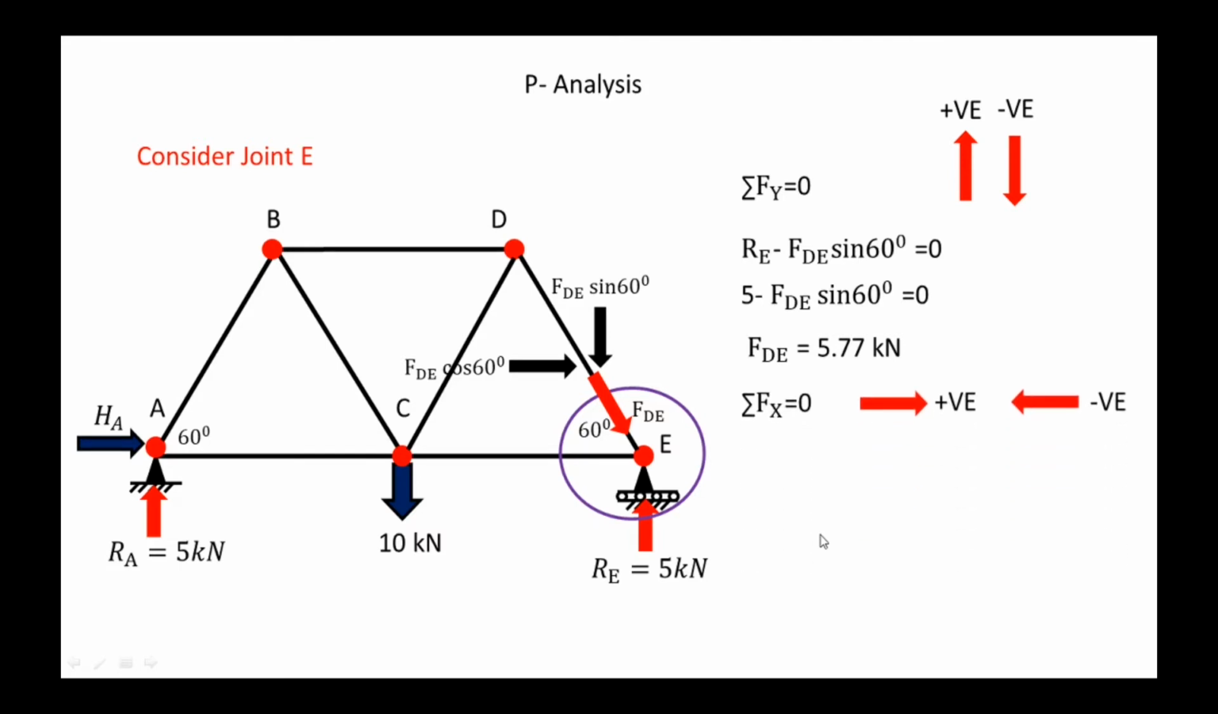Then resolve this horizontally, sigma Fx is equal to 0, towards right is plus and towards left is minus. So now FCE force next, we are assuming this is away from the joint. So here apply the sigma Fx condition, the horizontal forces are FCE and FDE cos 60. So FDE cos 60 is plus and FCE is minus. So FDE cos 60 minus FCE is equal to 0. So put here FDE is equal to 5.77. So we got the value of FCE is equal to 2.88.